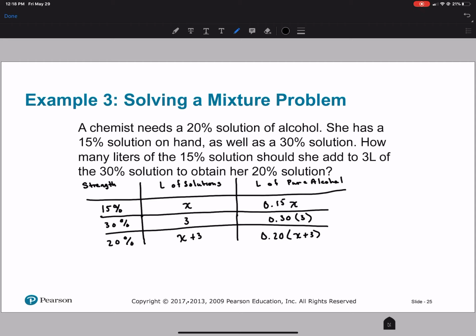So now we know we're trying to add the first 2 to get the last one. So let's do that. So let's change colors. Change you to red. So basically, I'm going to have what? And I'll put it down here. I got 0.15x plus 0.30 times 3 is equal to 0.20 times x plus 3.